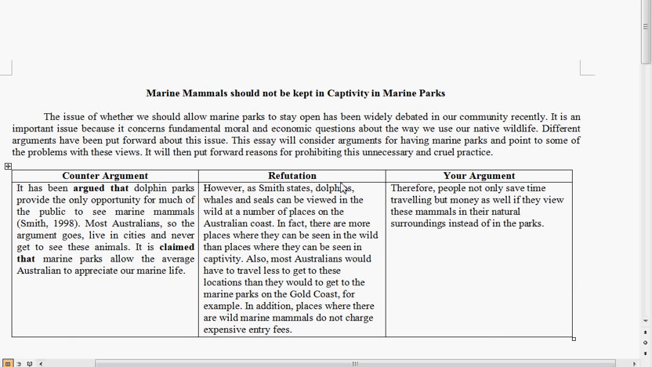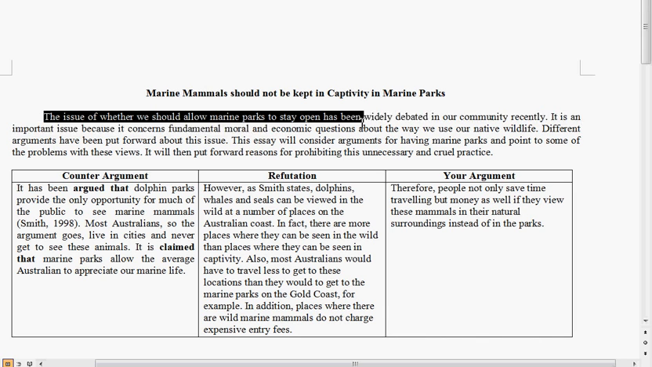If we look here in the beginning, we see a very general statement. It's typical that people begin with a general statement, such as, the issue of whether we should allow marine parks to stay open has been widely debated in our community recently. It's a very general idea. This is followed by more specific information. So here it talks about fundamental moral and economic questions.